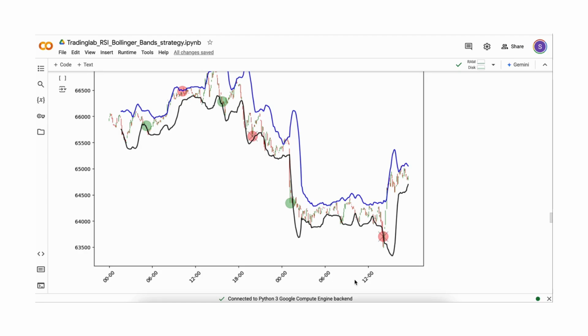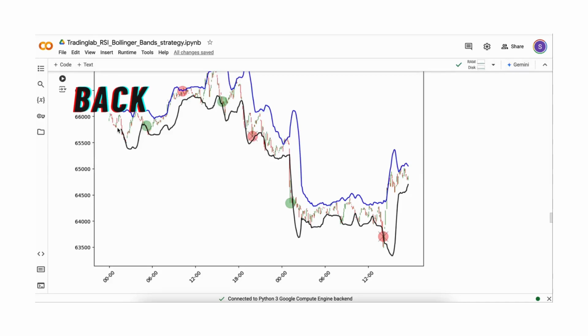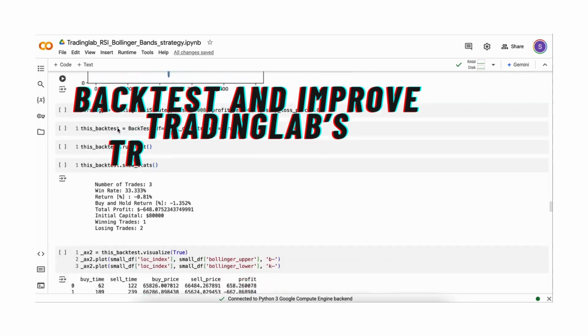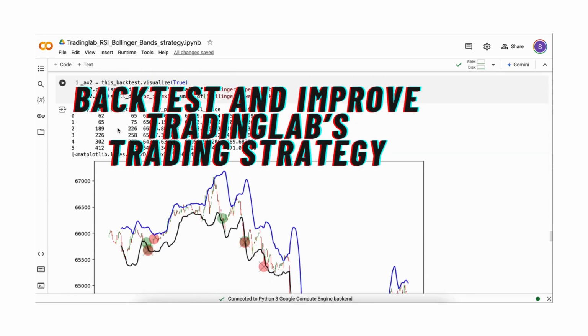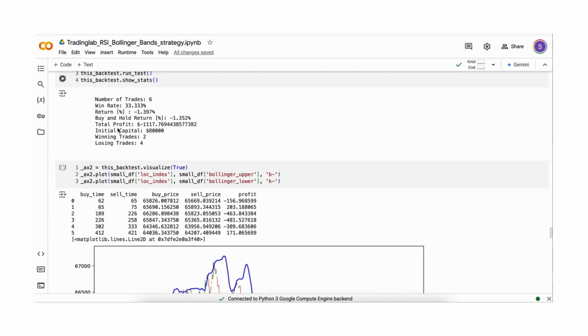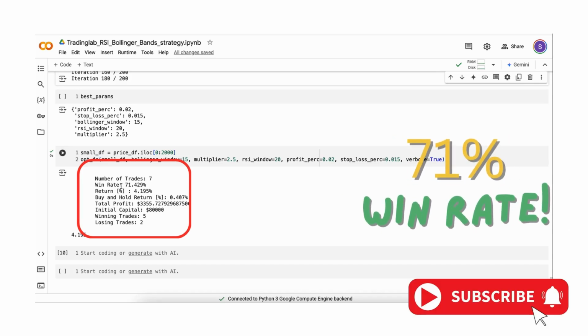In this video, I'm going to cover a popular trading strategy from the TradingLab YouTube channel, which combines the Bollinger Band and the RSI trading strategy. I am going to show you how to code up this strategy in Python, and then I'm going to show you the returns with the default values suggested by TradingLab, and finally I'm going to show you my own twist on the strategy that leads to a win rate of about 71%.